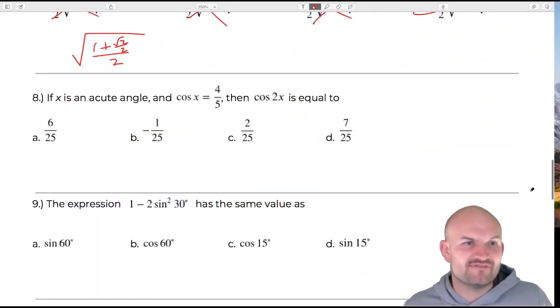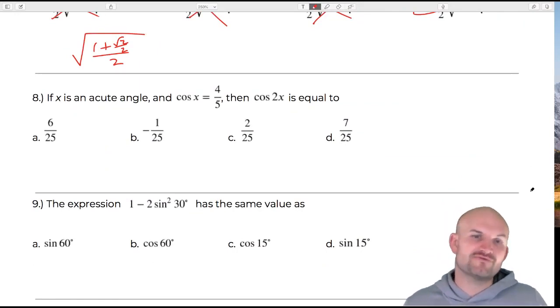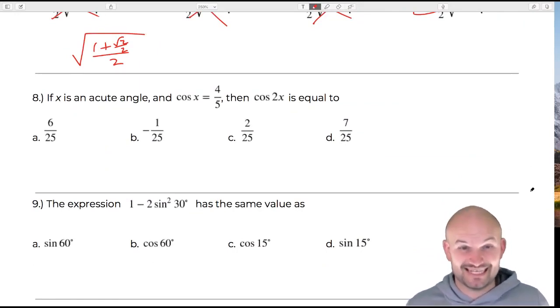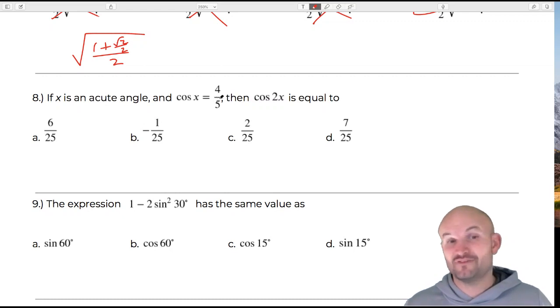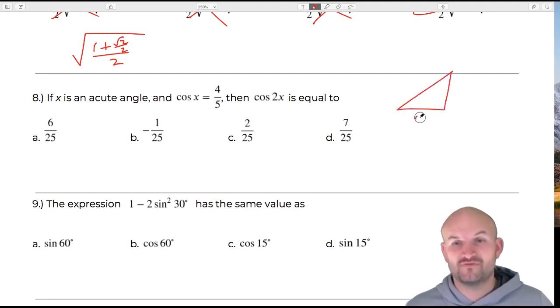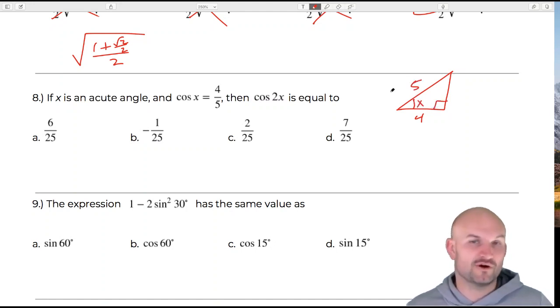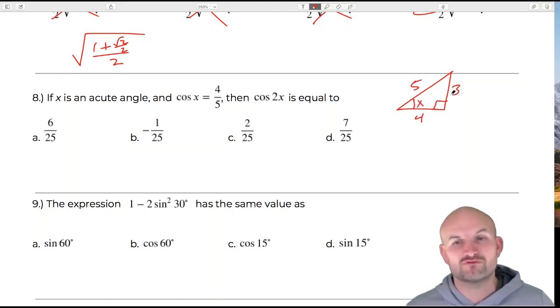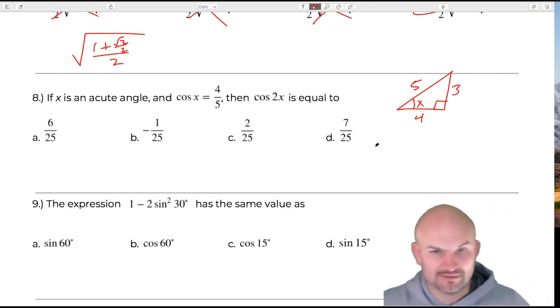The next one is: if x is an acute angle and cosine is 4 over 5, then cosine of 2x is. So again, we need to figure out the sign. This does not give us any other restrictions, so we're just going to assume that this is a triangle in space, where this is 4 and that's 5. Therefore, that's x. We'd use the Pythagorean identity or triple. You can say that's going to be 3.